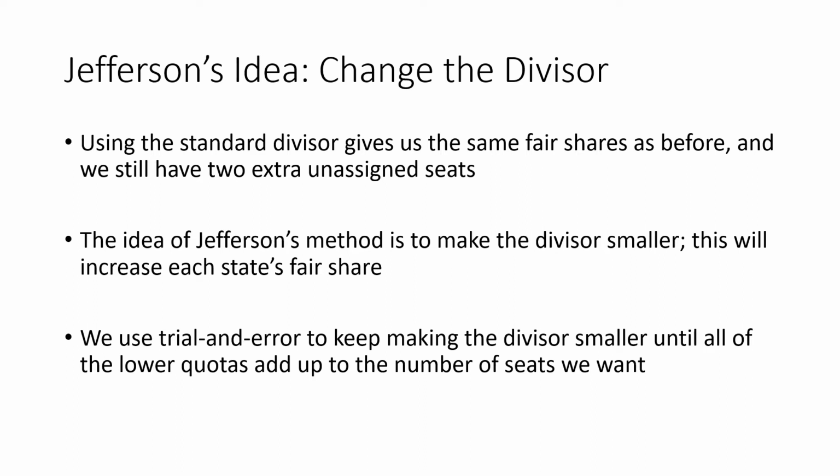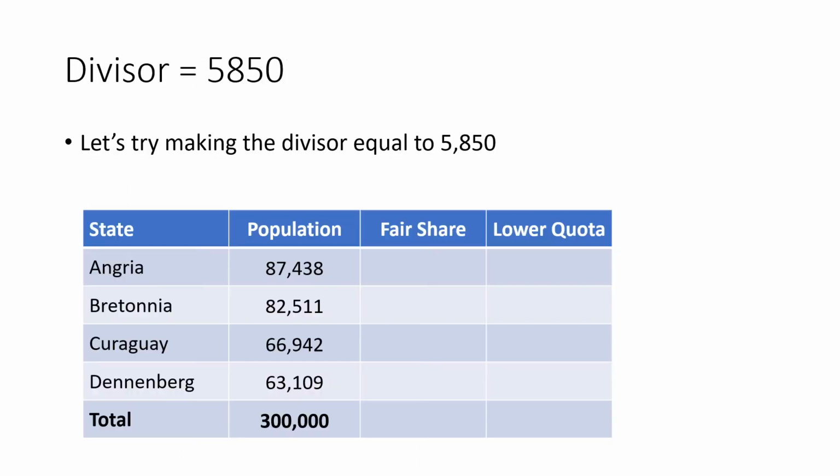Now, of course, that doesn't tell us what number to divide by, so we have to use a little bit of trial and error. So we know we need to make the divisor a little smaller, so that will make the fair shares a little bit bigger. So we're just guessing here, but let's take the number 5850. That's a little bit less than 6,000. Let's see what happens.